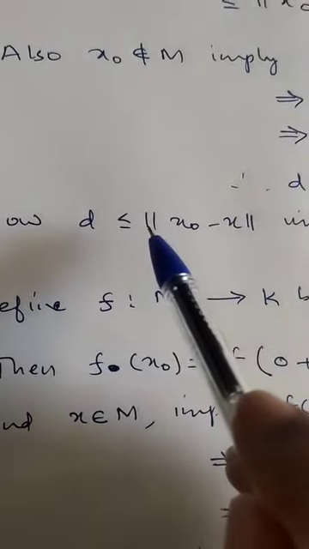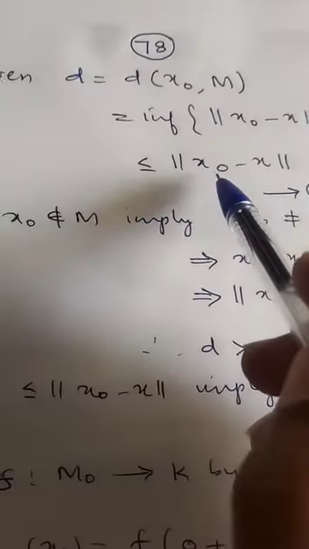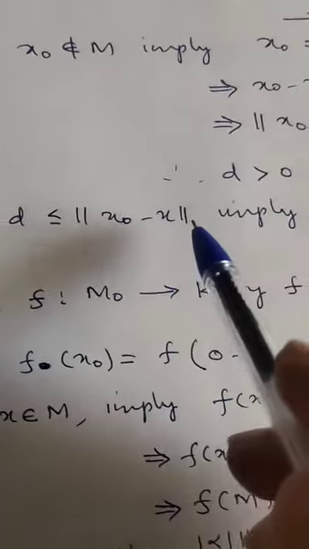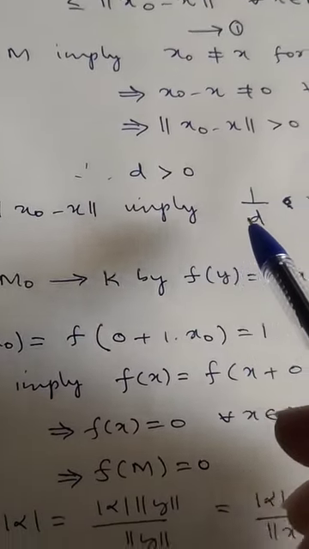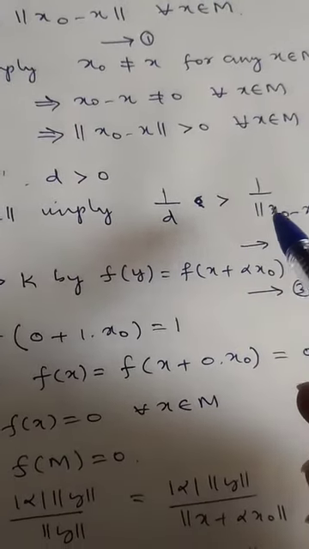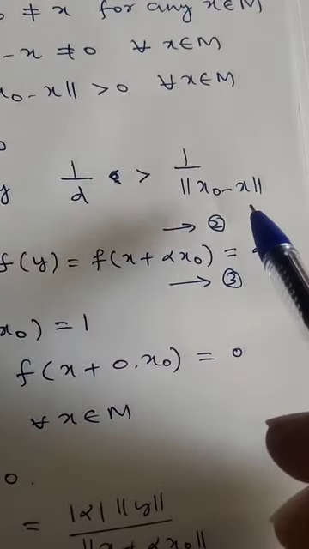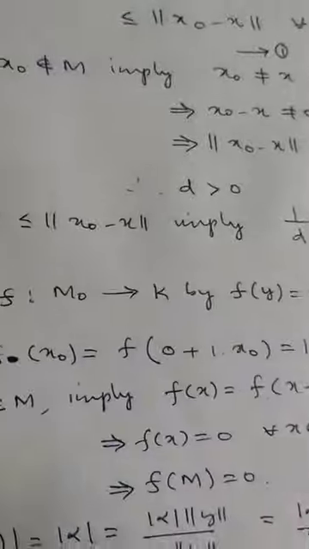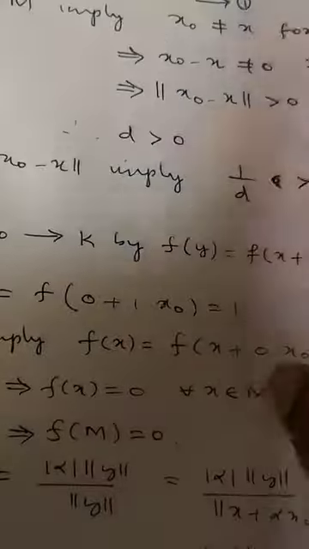Now, according to 1, d is less than or equal to norm of x naught minus x. Now, d less than or equal to norm of x naught minus x means 1 over d is definitely greater than or equal to 1 over norm of x naught minus x. Call this number 2. Now, I will define a functional.